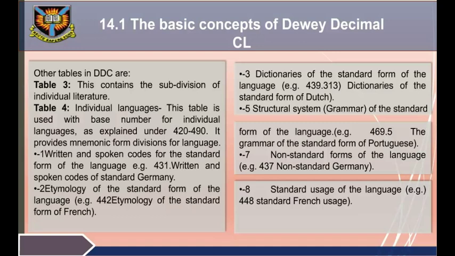It provides mnemonic form divisions for language, written and spoken codes for the standard form of the language. For example, 431. Written and spoken codes for standard German. Etymology of the standard form of language. Dictionaries of the standard form of language. Structural system of the standard form of language. Grammar. The grammar of the standard form of Portuguese. Non-standard forms of the language. Standard usage of the language.